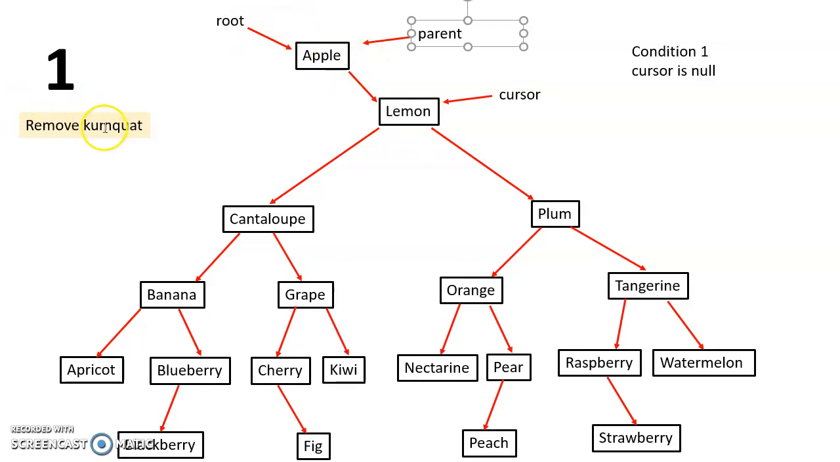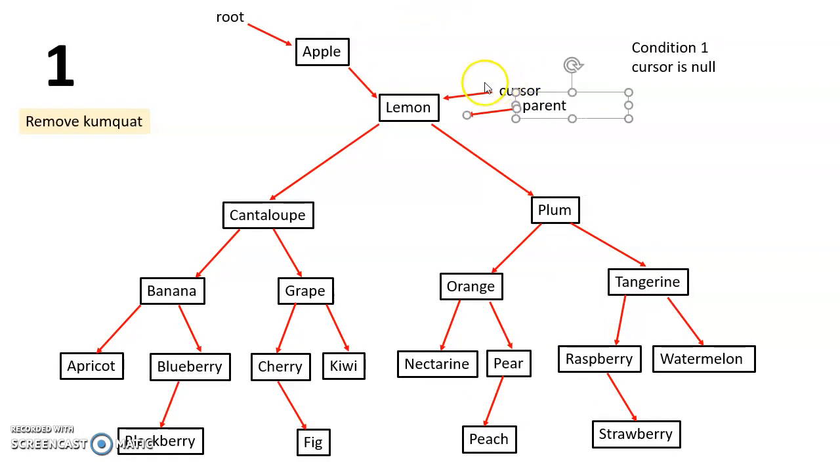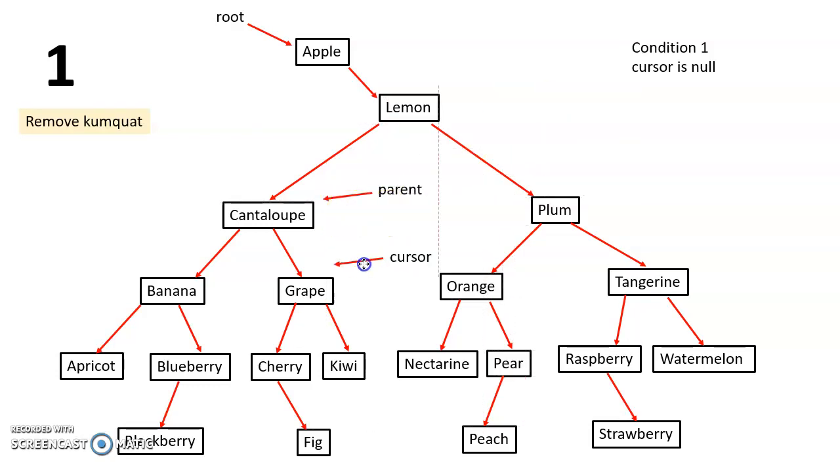So we'll be comparing again. Is kumquat the same as lemon? No, it's not. So then do we move left or do we move right? Well, here we're going to have to move left. Parent comes down here first, and then cursor, in this case, will move to the left. So again, we'll ask the question, does kumquat equal cursor get data? It doesn't. So the parent will come down here, and then cursor will move to the right.